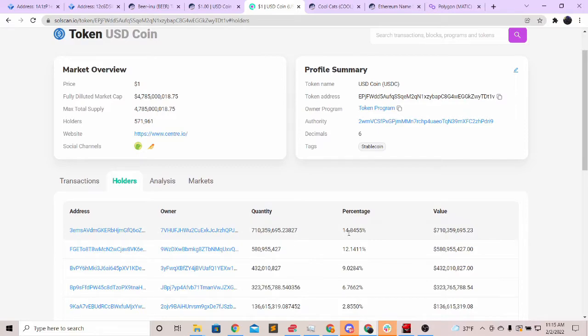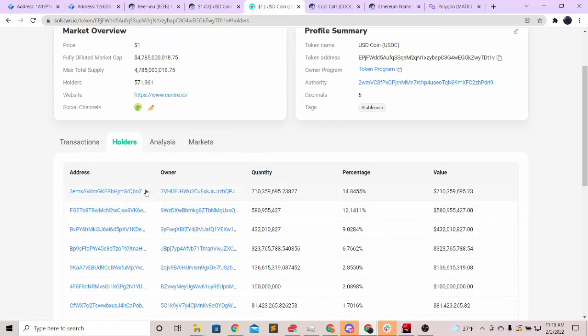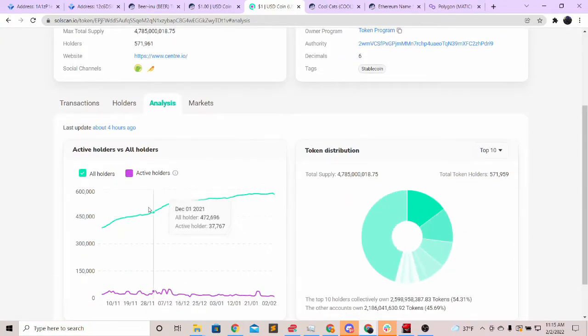So you can see the percentage here is almost 15% for the biggest holder. The addresses aren't named as nicely as on Etherscan yet, but I would guess these are also exchanges and DeFi protocols. And another thing we can look at here is the total number of holders and the pie chart split of the top 10 holders for USDC.